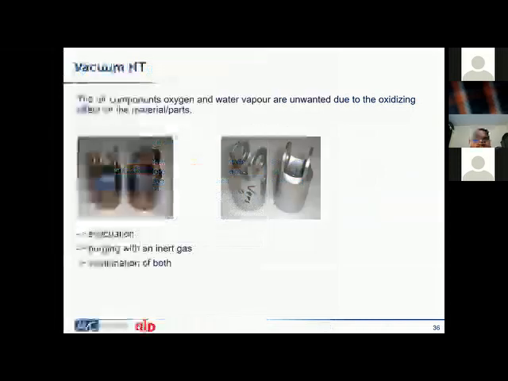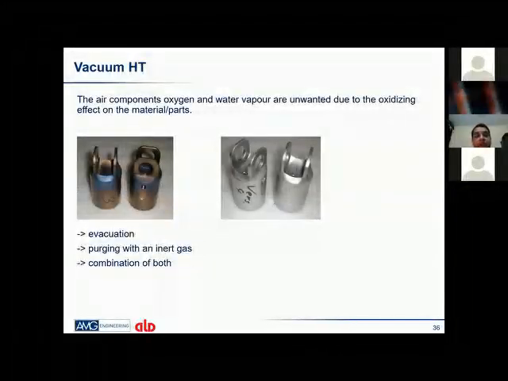This is a picture which shows the difference between heat treatment in the atmosphere and heat treatment in the vacuum. With the look itself, we can say the parts coming from vacuum heat treatment are much cleaner. There will be fewer post processes, like grinding and cleaning of the parts, so fewer consumables.